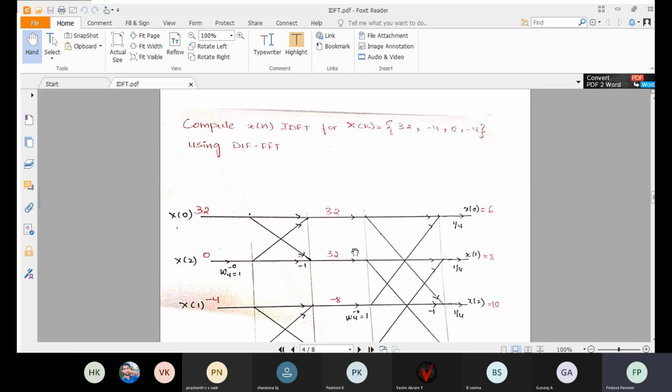So next, compute x of n, that is IDFT for x of k, 32 minus 4. We have done this, right?